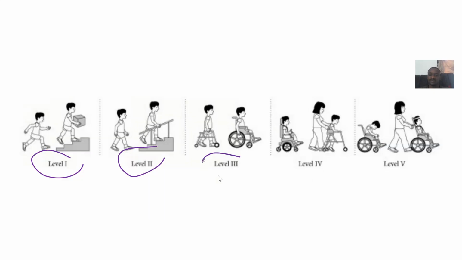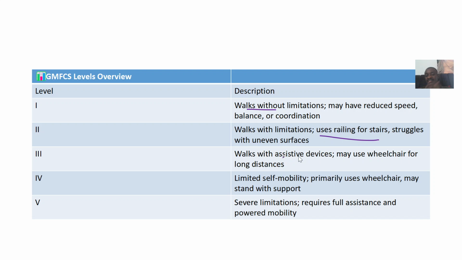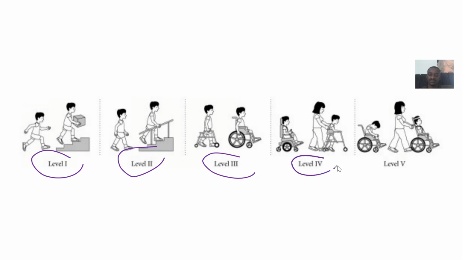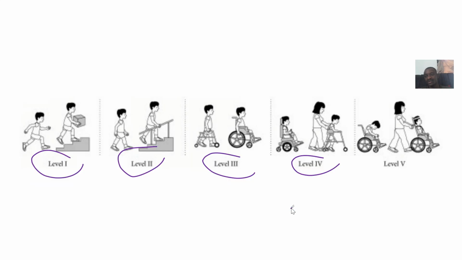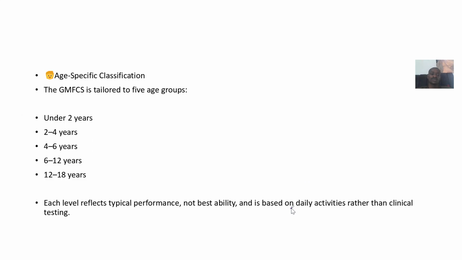Level 3, walks with assistive devices, may use a wheelchair for long distances. Level 4, limited self-mobility, primarily uses a wheelchair, and may stand with support. Level 5, severe limitations. So for everything the child needs to do, they need assistance.